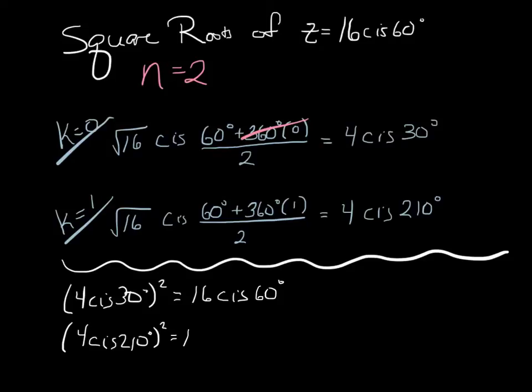Here again we have 4 squared cis 210 times 2, which is 420. And let's see, 420 minus 360, we're finding a coterminal angle between 0 and 360, is 60. So that's equal to 16 cis 60 also.